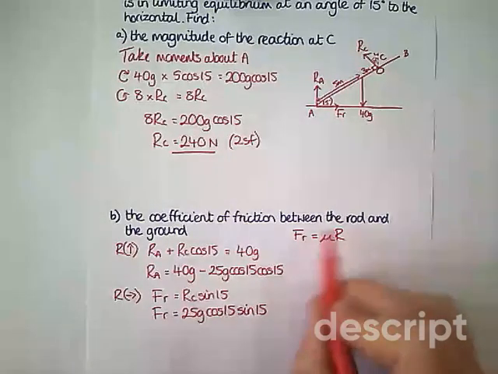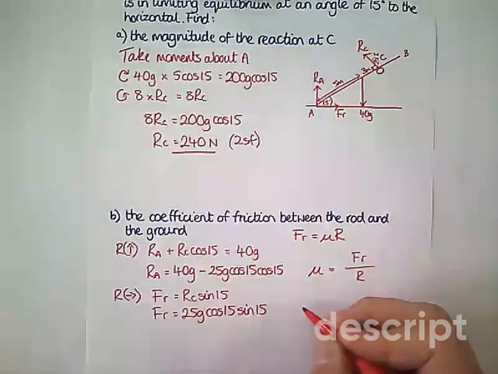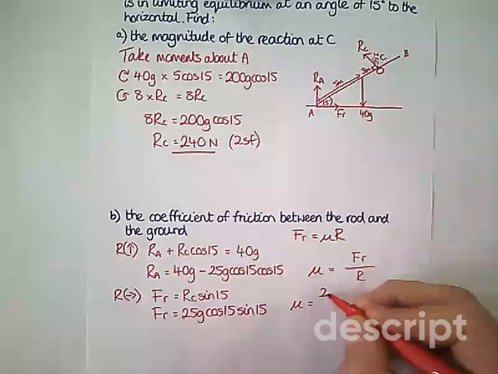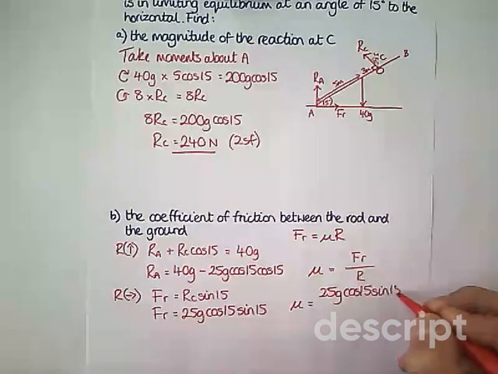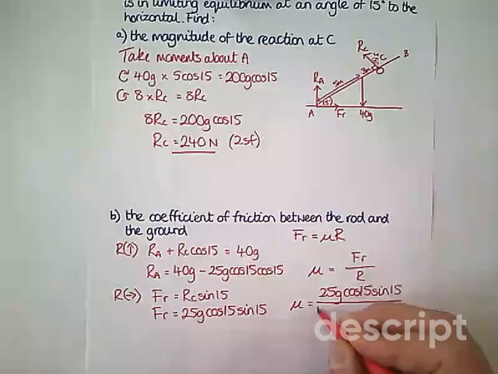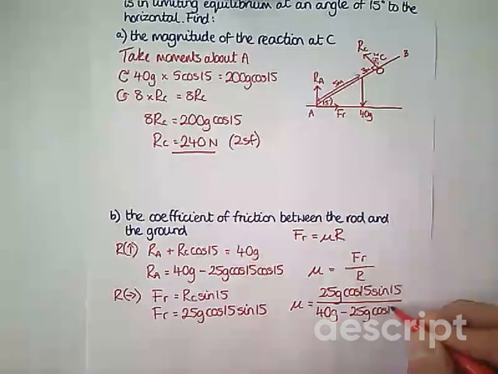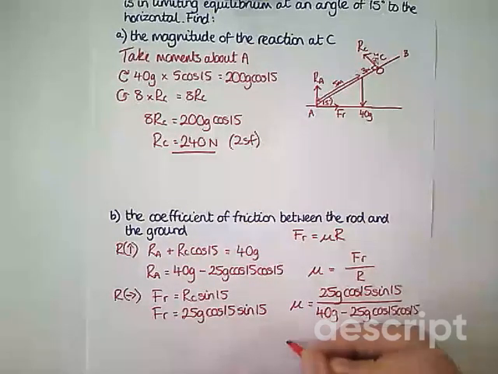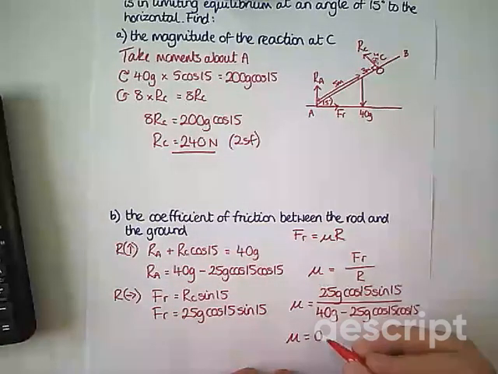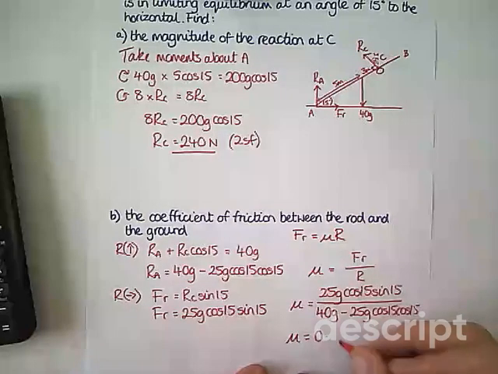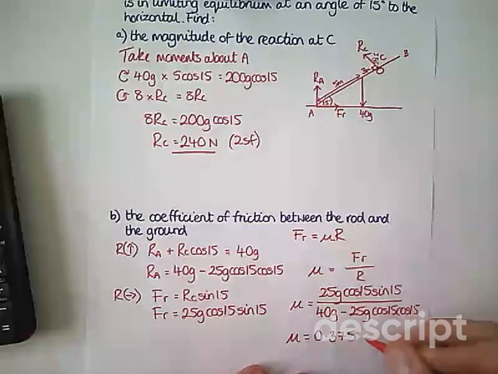So rearrange this so we get mu as the subject. Mu is the friction over the reaction force. So therefore mu is 25G cos 15 sine 15 over 40G minus 25G cos 15 cos 15. Now we can type that into our calculators. We get 0.3748, so 0.375 to 3 significant figures.